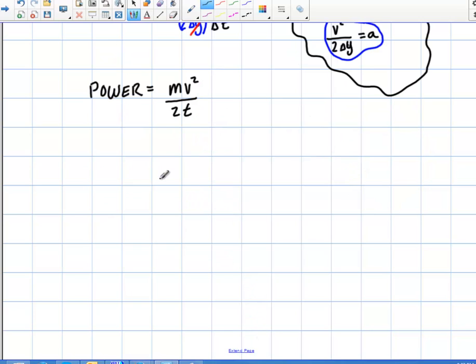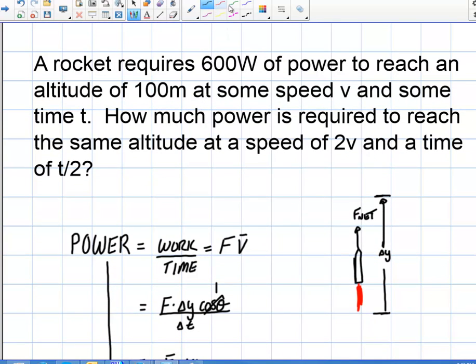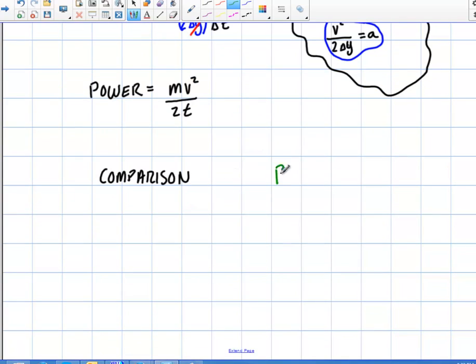Okay, so I'm going to do my comparison now. So I'm starting with what? 600 watts. This is my initial power. So I can just say, my power initial is 600 watts. And I'm going to do a comparison here now. When I do my comparisons, remember I take my governing equation and I plug in 1 for everything to start out. So my power here is going to be 1 times 1 squared over 1 times 1. Again, I'm just plugging in 1 for everything as a basis.